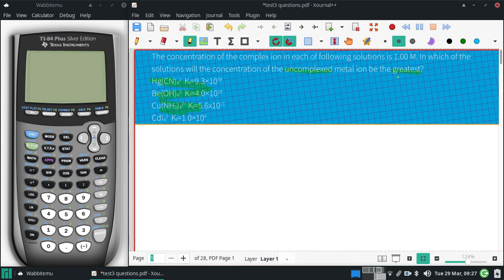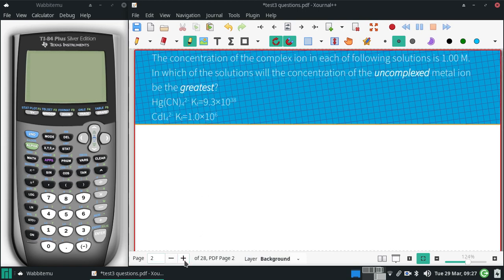Given that we're always going to have this greatest or lowest, we really are only ever looking at the largest K and the smallest. The other ones are just useless information, so let's get rid of those first of all. I can do that there. All right, so same question, but now I've got it down to only the 2 possibilities that are even remotely possible. Now this one asks about uncomplexed metal being the greatest.